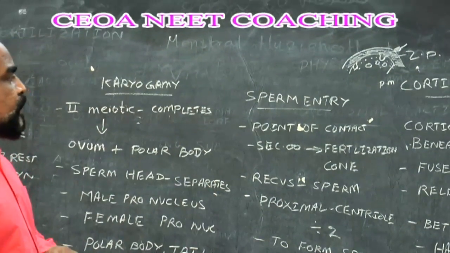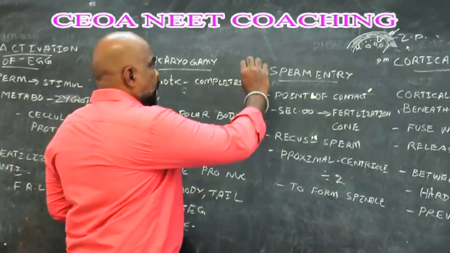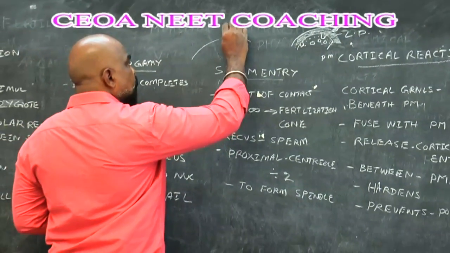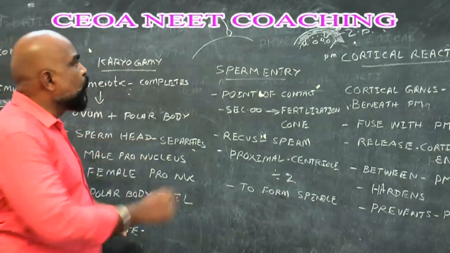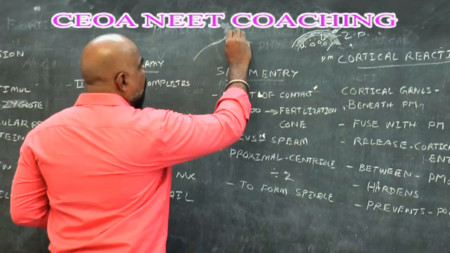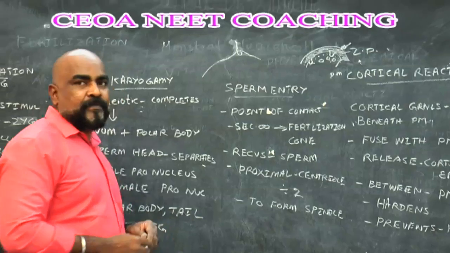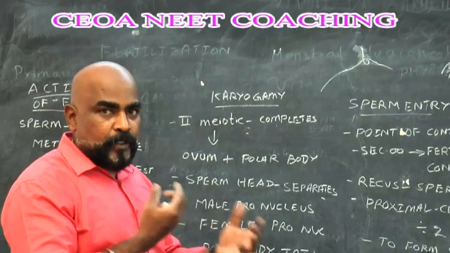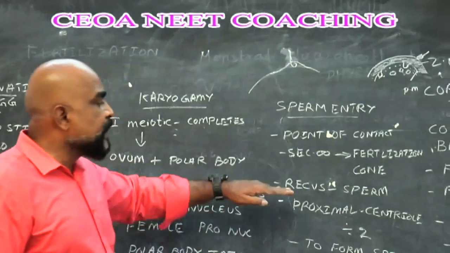So let us see what happens in the sperm entry. At the point of contact of the sperm, the secondary oocyte produces a cone-like structure, and it receives the sperm. So the secondary oocyte is aiding the entry of the spermatozoa. This fertilization cone helps in receiving the sperm.